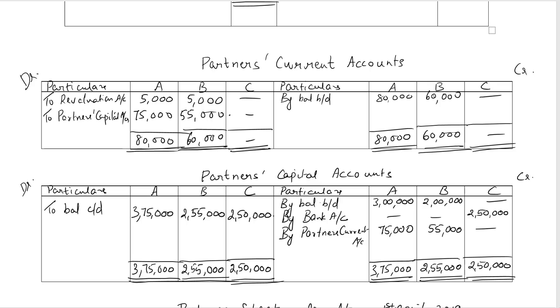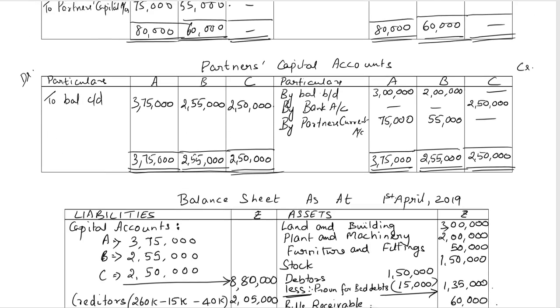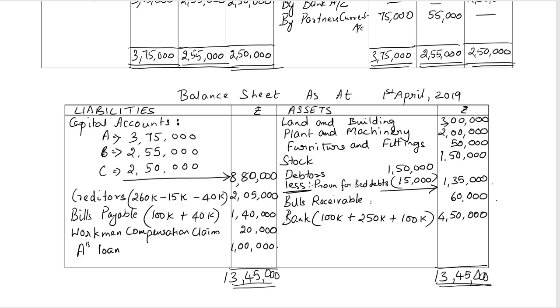Next, we prepared the partner's current accounts, and since we need to follow the fluctuating capital method, we transferred the balance of the partner's current accounts to the capital accounts and showed it in the partner's capital accounts also, and then we balance the partner's capital accounts. And finally the balance sheet, where only the balance of capital accounts were brought down. Both the sides tally with 13,45,000 rupees.